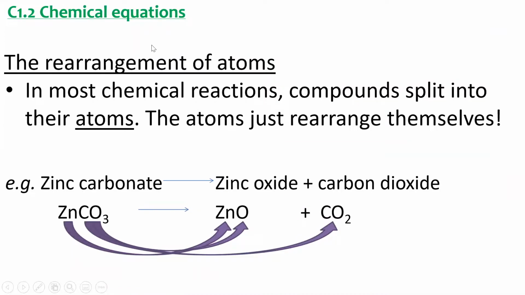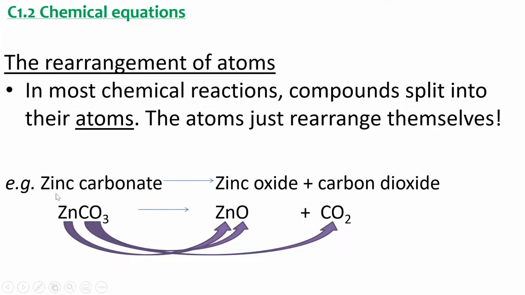So you can have two chemicals reacting together or one breaking down. But the main point is that when you're having a chemical equation, the atoms just rearrange themselves. Zinc carbonate is a white powder. If it's heated, it breaks down to zinc oxide and carbon dioxide. This is called thermal decomposition. If you heat something, it breaks down.